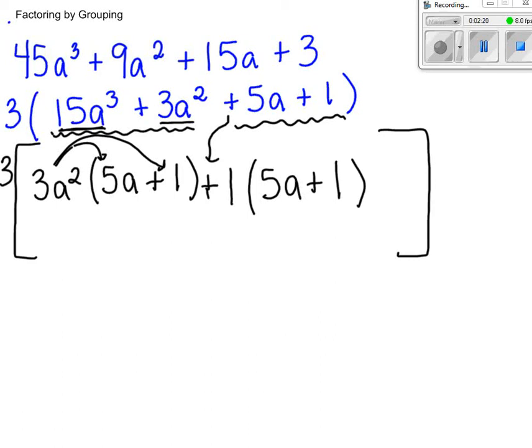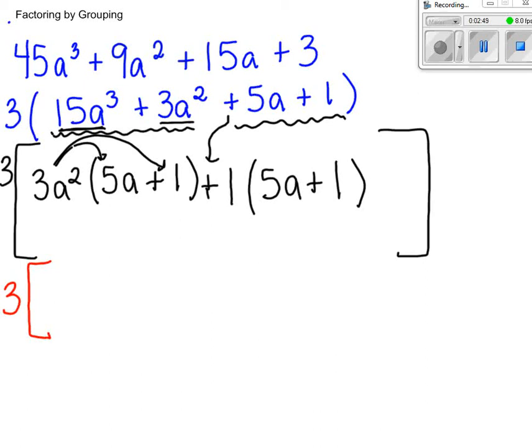I'm going to stop for a second and ask myself if both of my parentheses are the same. If both of my parentheses are the same, then I'm about to be successful factoring by grouping. If they're not the same, then either I did something wrong or I'm not going to be able to factor this by grouping. So I'm going to go down to my next line. And remember, I still have this 3 on the outside, so I'm going to leave it there.